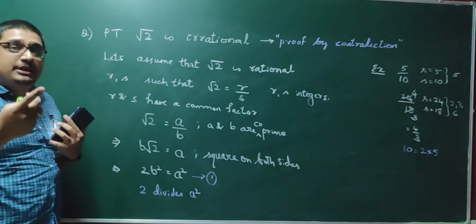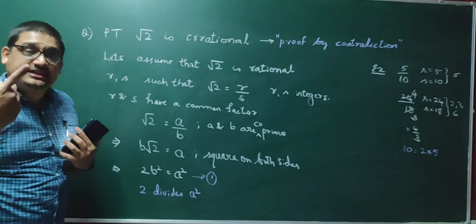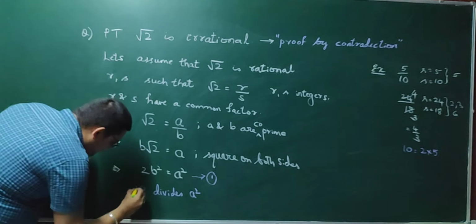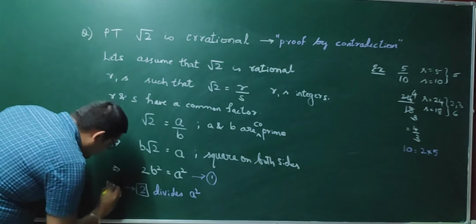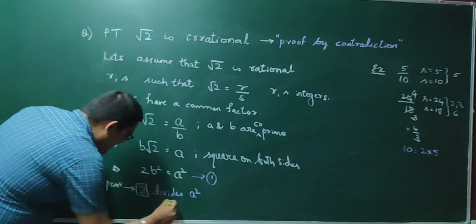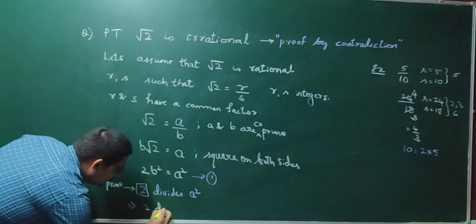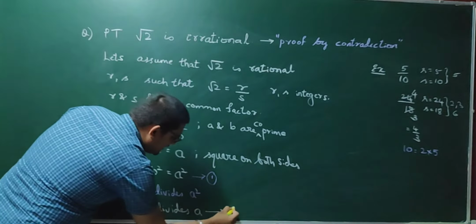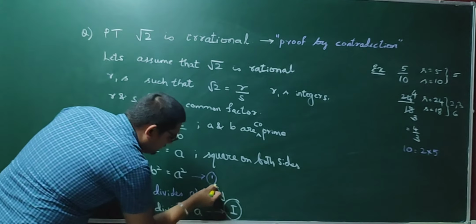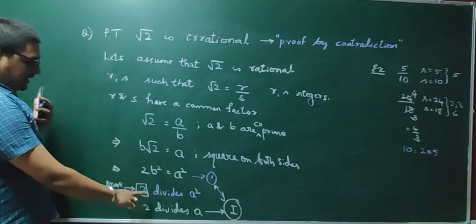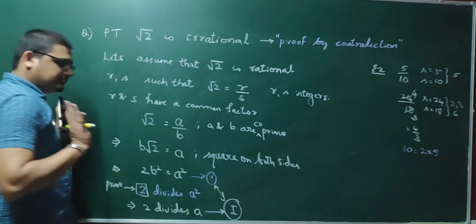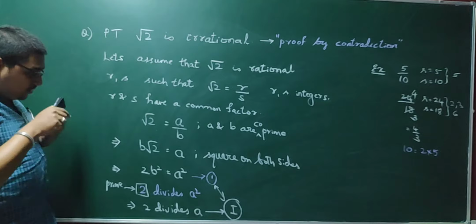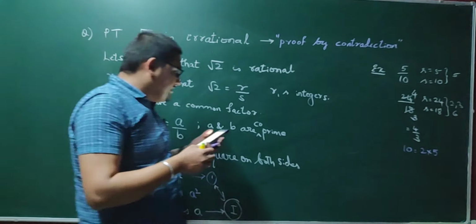Now comes our theorem. What is our theorem? Let P be a prime. If P divides A square, then P divides A also. So we observe 2 is a prime. So if 2 divides A square, I have to conclude that 2 divides A. Am I right? This is a very important step again. Just observe the notation I am using. So if 2 divides A square, then 2 divides A. I hope I am clear with this. Correct?